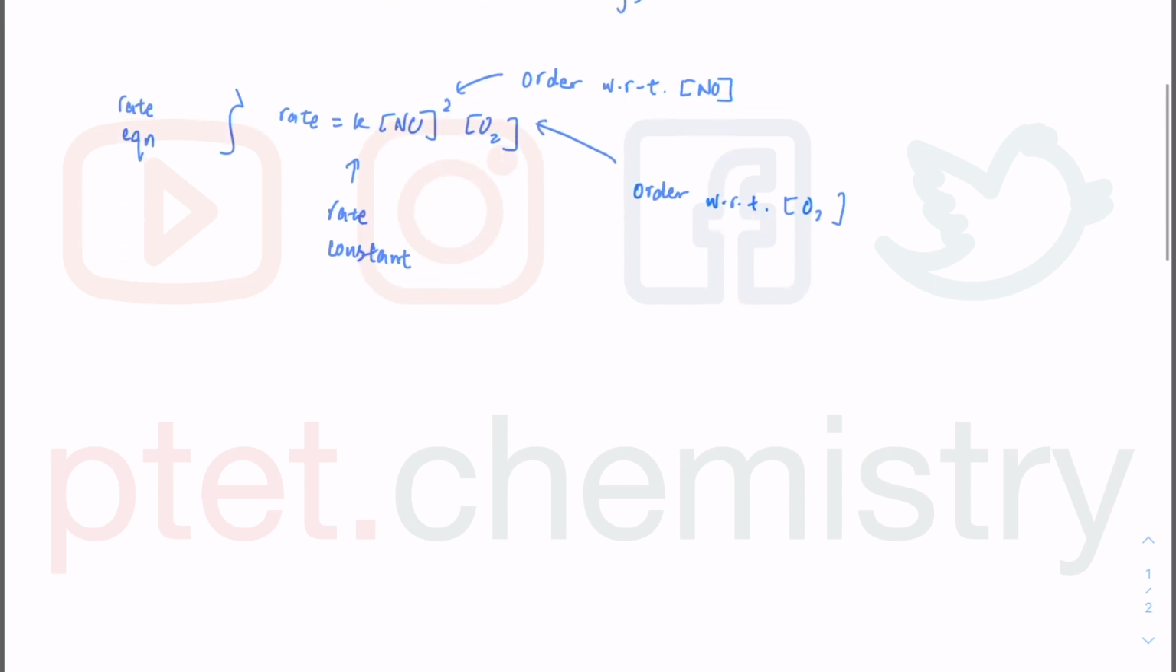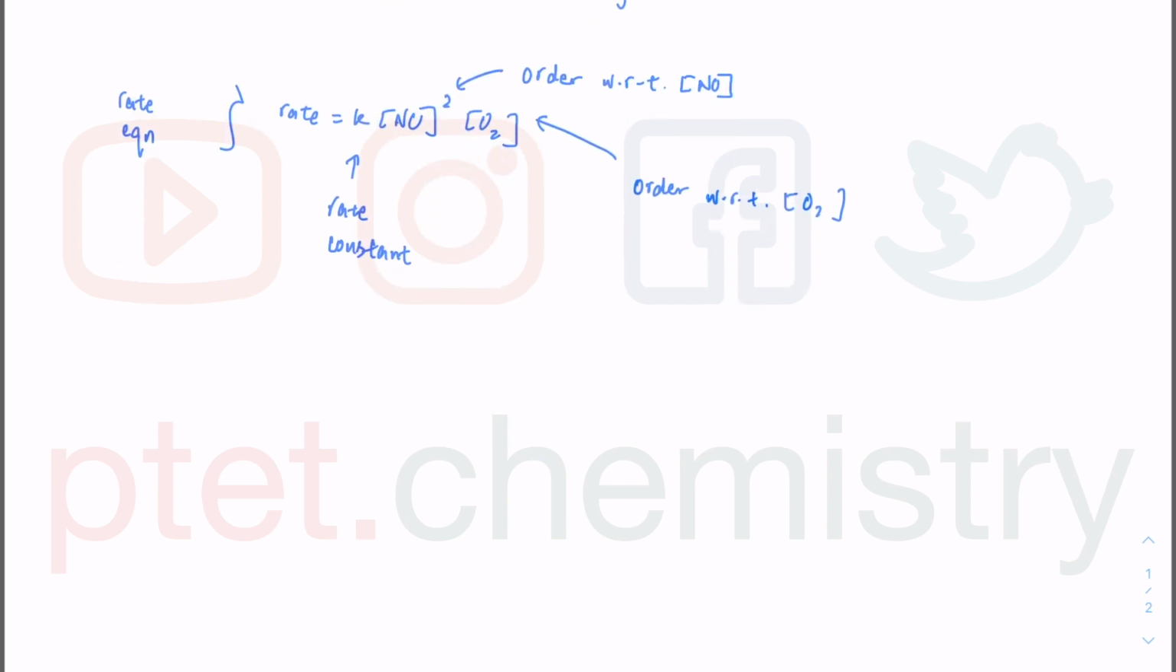So completing the following table, the order with respect to NO is going to be 2, and the order with respect to O2 is going to be 1. The order with respect to NO is 2 based on the rate equation, which you can read straight from it, and that is why the whole of this question is just worth 1 mark. And they want the overall order. The overall order is the individual orders summed up together. So overall order is 2 plus 1, which is equal to 3.